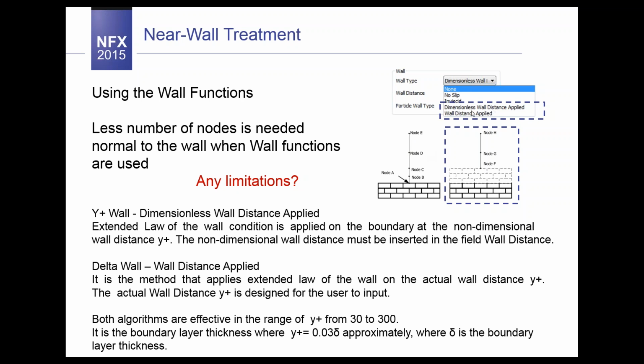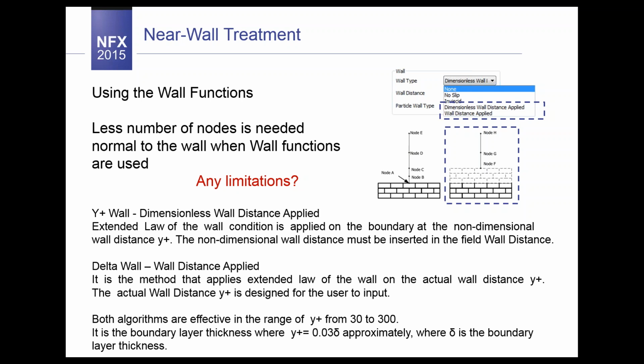So we are using these two options: the Y plus definition and delta wall, which is called the wall distance applied. We have to know this Y plus value, or estimate it. You can try to find the information in the books. I'm not showing that. It is a simple formula, and a lot of literature handles this topic. But the question is whether this approach has any limitations. Yes, as always, there is something that we have to think about.